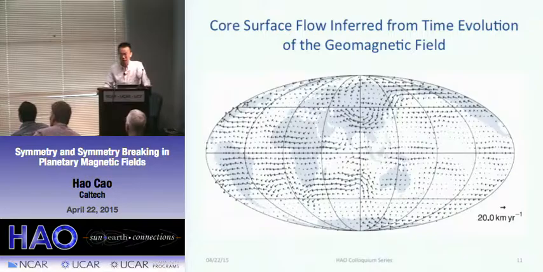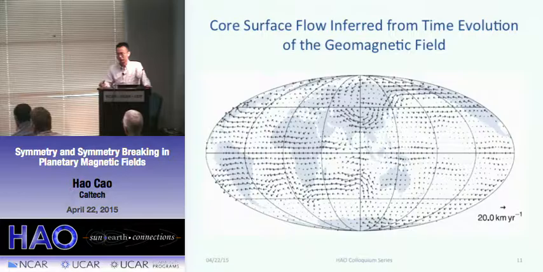We monitor the secular variation, the time evolution of the magnetic field of the Earth. You can also try to infer what the core surface flow looks like. So this is what has been inferred. The assumption is frozen-in flux, of course. The magnetic flux is frozen into the surface flows. First of all, the amplitude is about 20 kilometers per year, which in meters per second is about 10 to the minus 4 meters per second. You do see a strong westward flow on this hemisphere, and you do see two vortices near each of the polar regions.